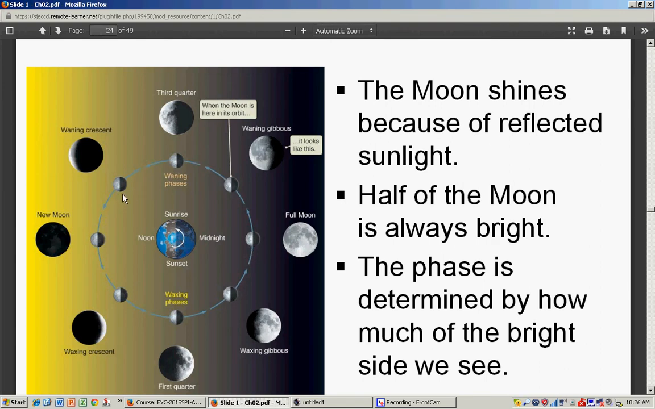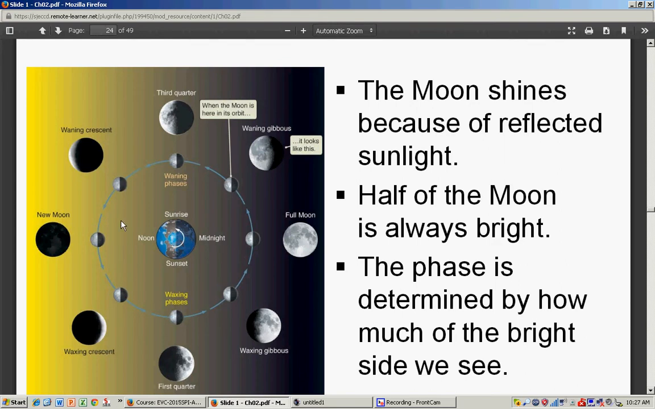The moon doesn't have proper light like a star. Stars shine by themselves, they have intrinsic brightness. Moons and planets don't. So this bright hemisphere is bright because the moon itself is reflecting sunlight.